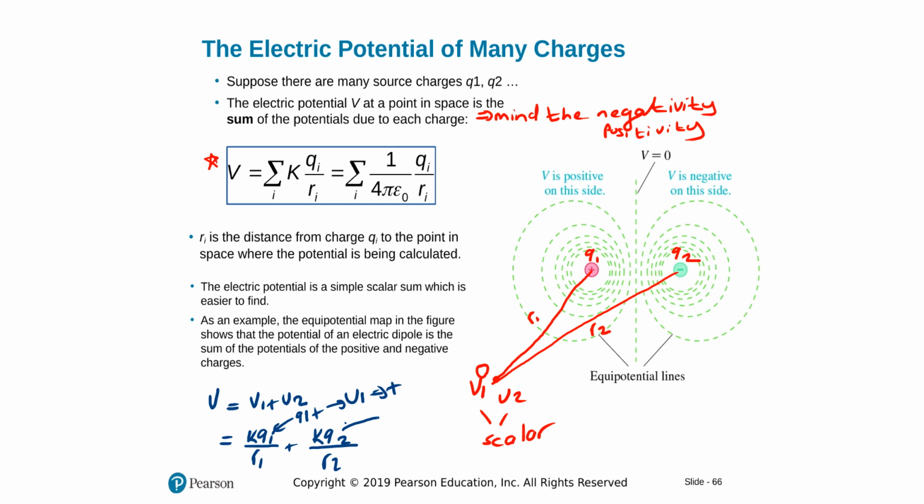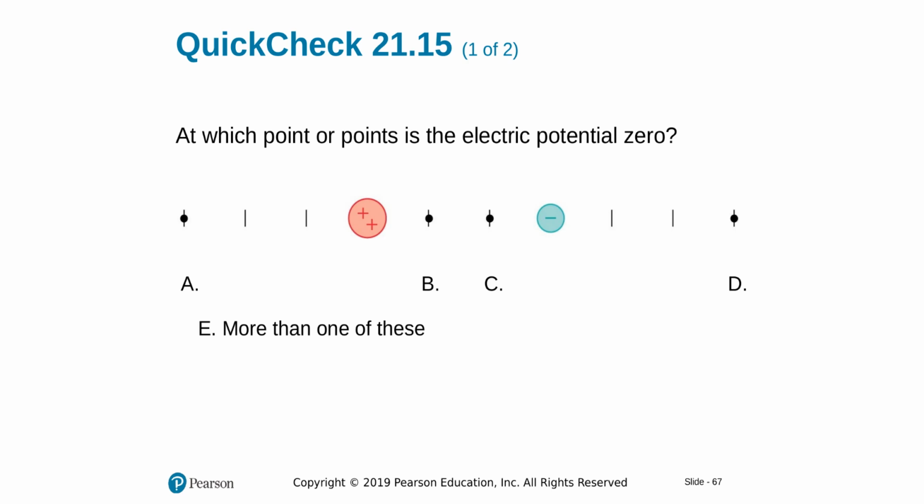And this is negative because Q2 is negative. Find those, add them, you'll have your total. That's what this equation is overall telling us. I have a third charge, fourth charge, I keep adding, and so on. We'll solve some problems on that.